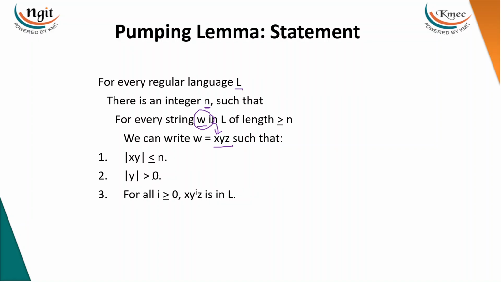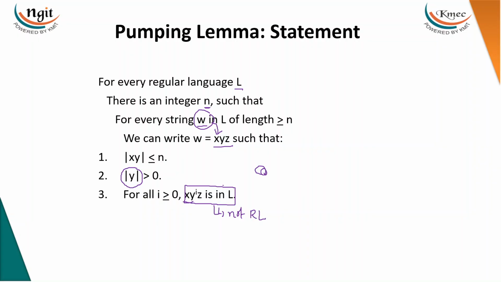This y is the pumped one actually. Pumping epsilon won't affect your language. That's the reason it should be greater than 0. And for all i greater than or equal to 0, x y power i z must be in L. If so, you cannot tell whether it is regular or not. If not, then we can say that the language is not regular.